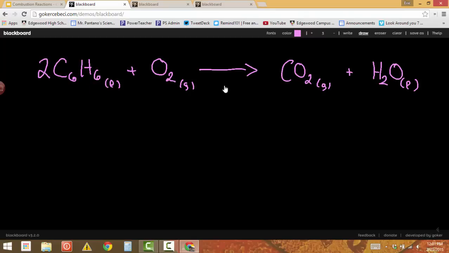Okay? So because half of 6 is 3, 3 is odd, I double this, and that'll save me some trouble. And then the other shortcut is I balance in alphabetical order. Carbon first, then hydrogen, then oxygen. The order they appear here. So I have 2 times 6 is 12. I have 12 carbons, so I put a 12 there. There's my 12 carbons. I have 2 times 6 is 12 again. I put a 6 there. 6 times 2 is 12. Now the oxygens. 12 times 2 is 24 oxygens there. 6 there. That's 30 oxygens on this side. And there's 2 there, so I have to make this 15. Okay? So there's my balance. Simple.